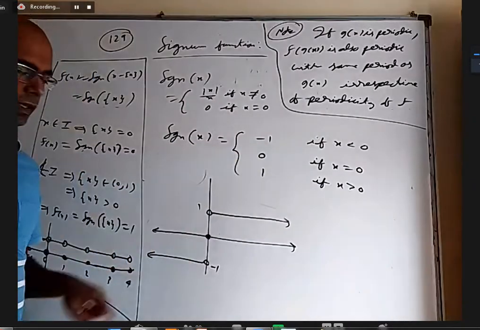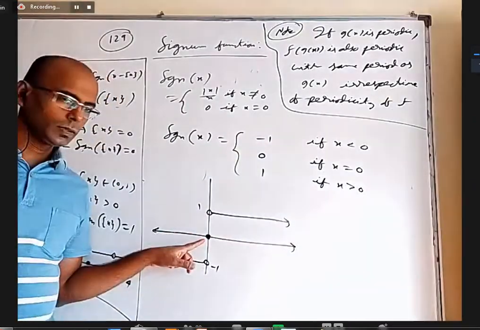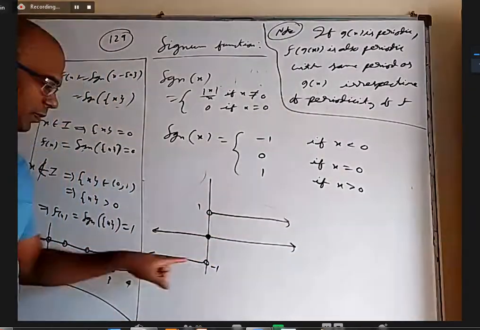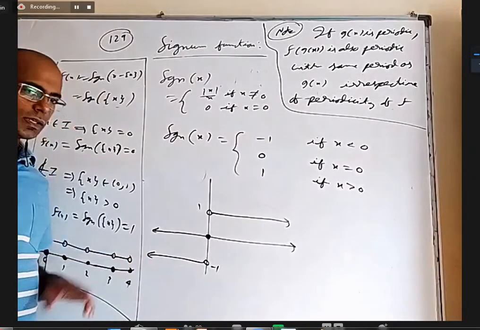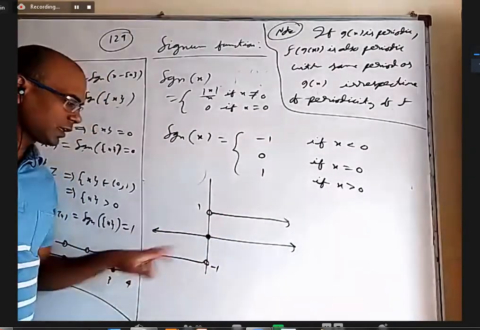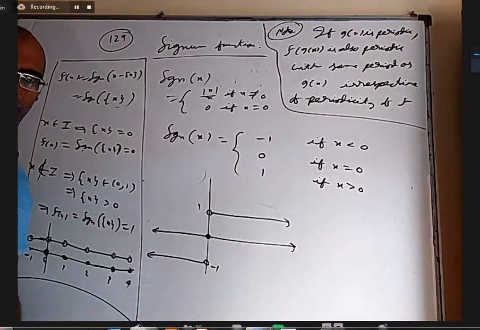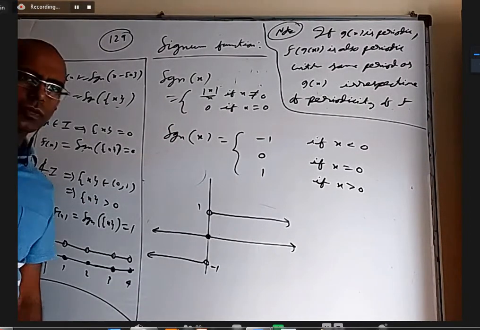So this is the graph. At 0, it is 0. After 0, it is always 1, this ray. And before 0, it is always minus 1. So the graph is this ray, this ray, and this dot. This is the definition of the signum function. Is that part clear? Yes, sir.